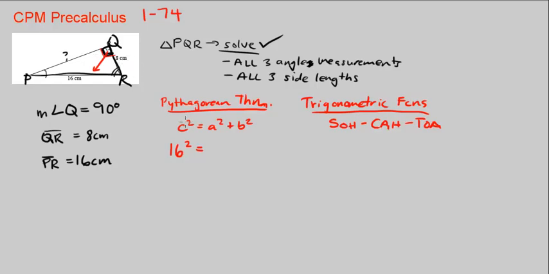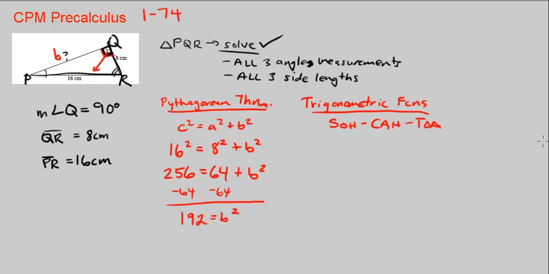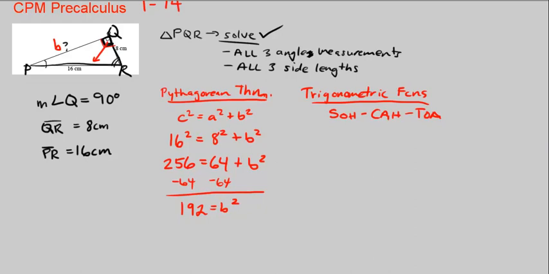So if A is 8, then instead of the question mark, we'll call this B, plus B squared. Then we can use our calculator. 16 squared is 256. 8 squared is 64. And we still have B squared. Subtract 64 from both sides. 256 minus 64 is 192. Okay, so we get B squared equals 192.